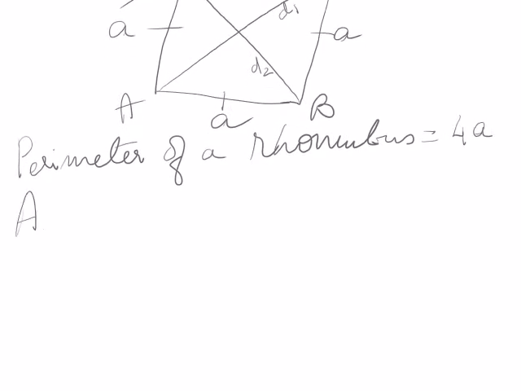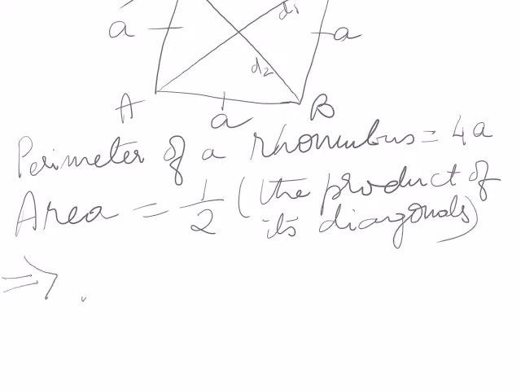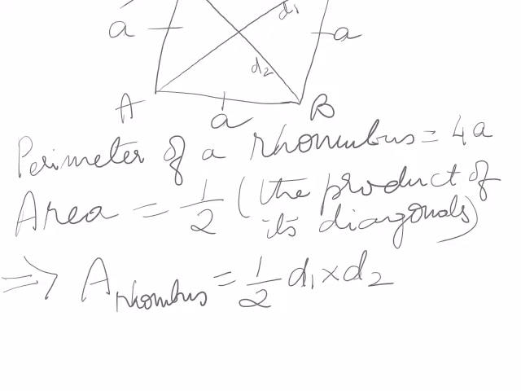Now area is equal to half the product of its diagonals. So implies area of rhombus is equal to half d1 into d2, where d1 and d2 are the two diagonals. Okay, so this is one formula, this is the second formula of rhombus.